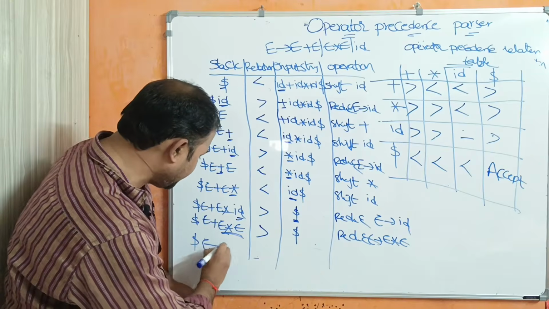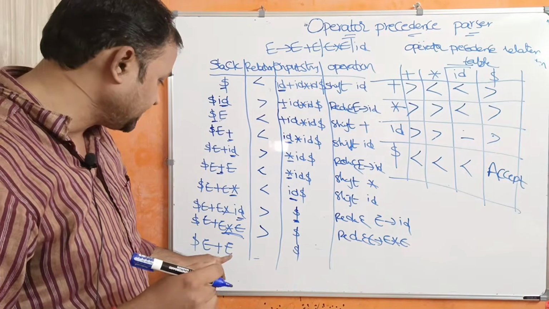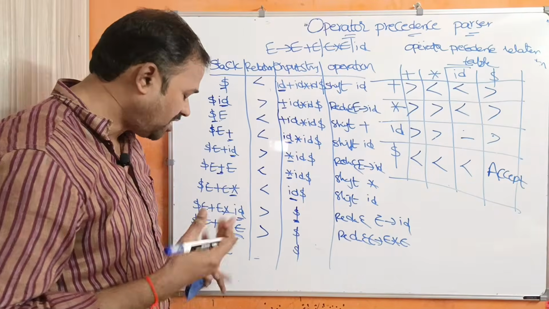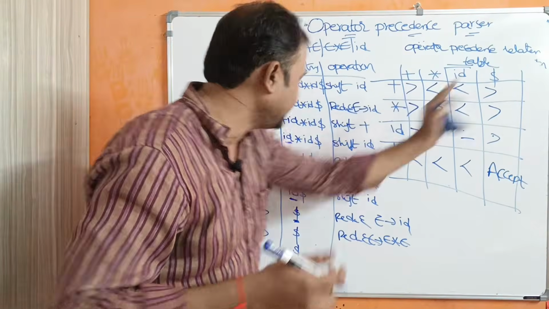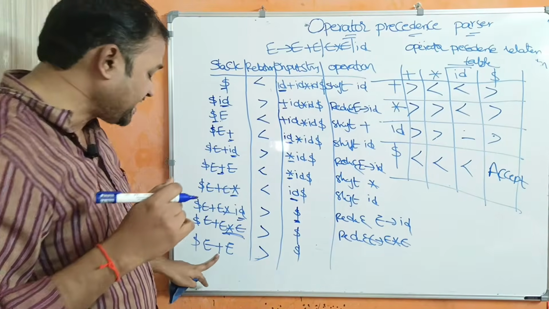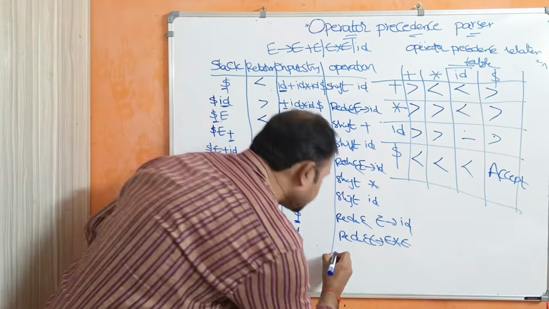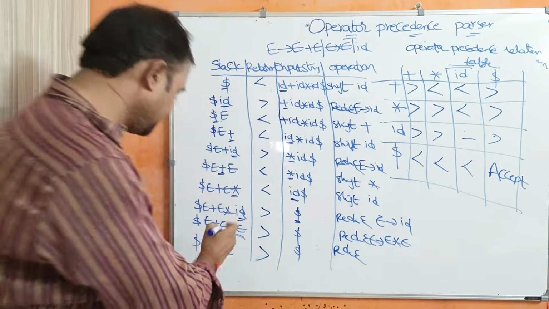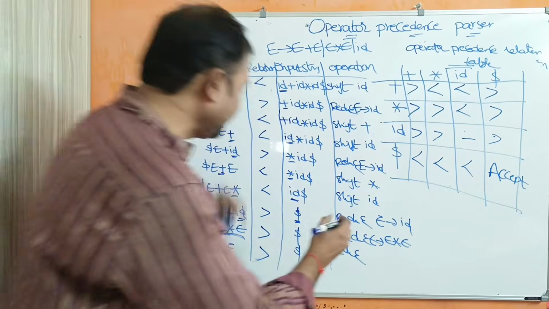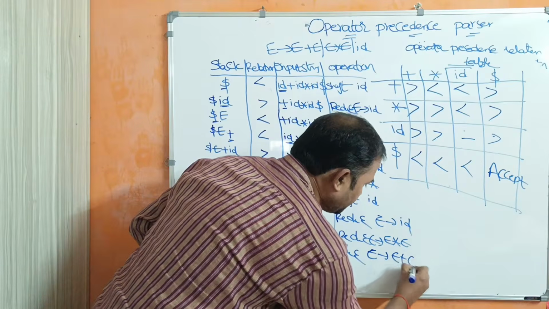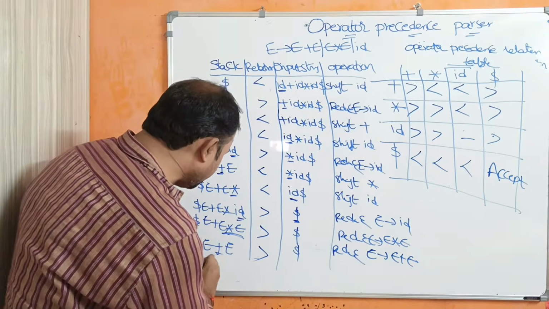So dollar E plus E. So this E star E is reduced to E. Next E. This is a non-terminal. So we can't make any comparison. Next plus. Plus dollar. So plus dollar means greater than. So stack's topmost symbol has higher priority. So what we have to do? We have to perform popping. Popping means reducing. So reduce E plus E to E. So now this E plus E is reduced to E.